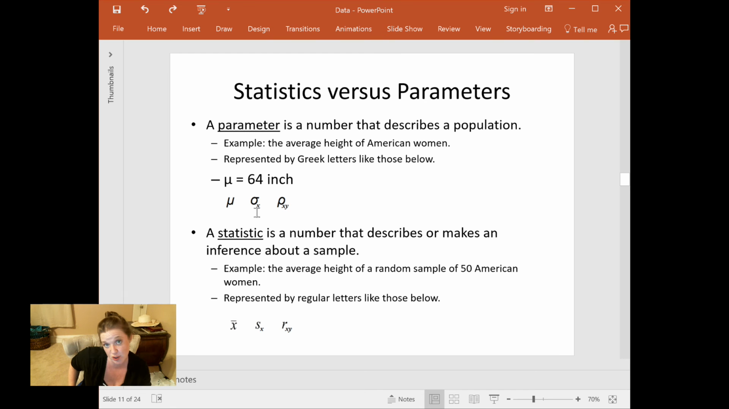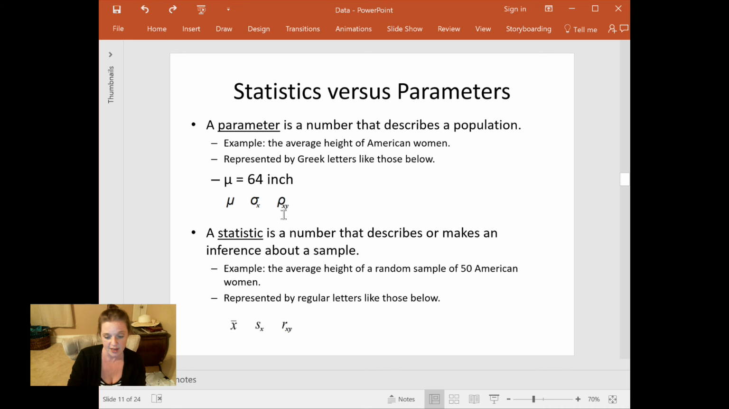This is the lowercase Greek letter sigma, and it represents something called the population standard deviation. It's not important that you know what kind of number the standard deviation is. All that's important right now is that you know that this does represent a number, just as mu represents the average. This represents another number that you could theoretically calculate for an entire population.